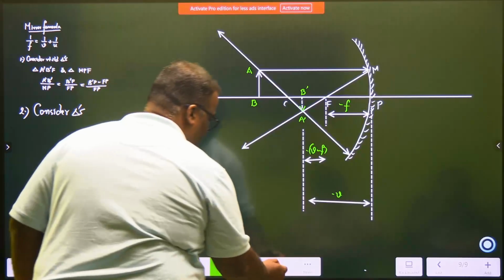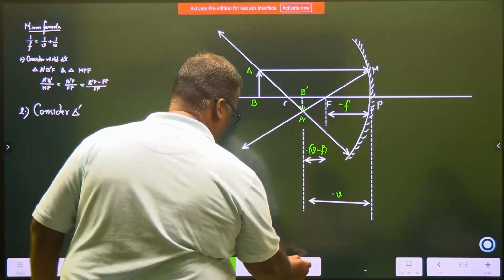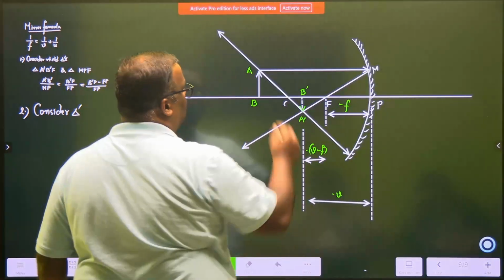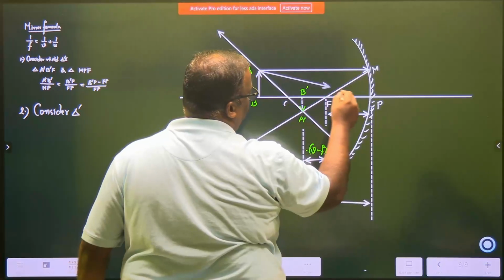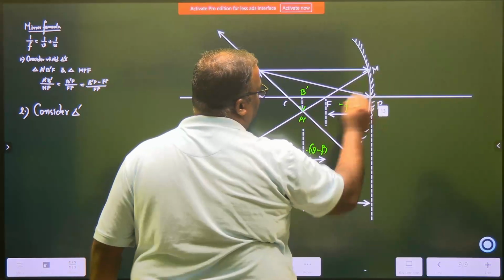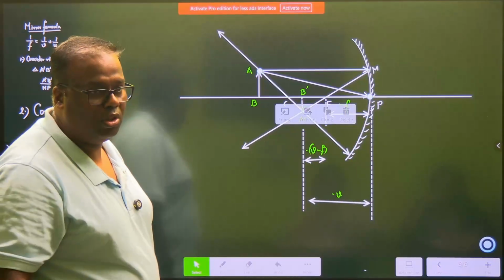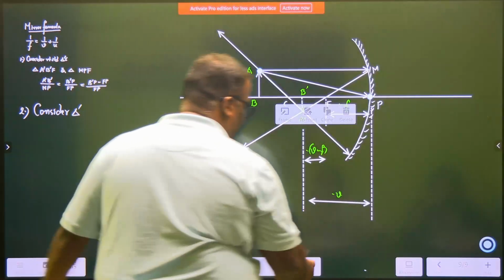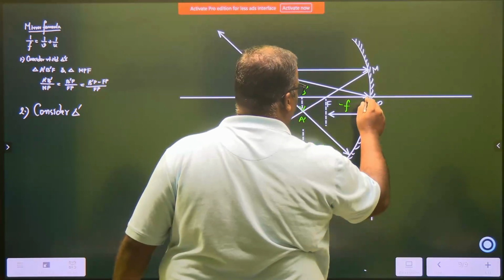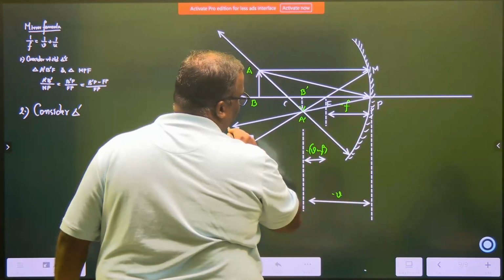You can take one more ray now. Okay. Consider triangle. Let's take one more ray, a ray which is incident here. Remember this? The fourth law. It will be reflected back with the same angle. And it also has to pass through this.